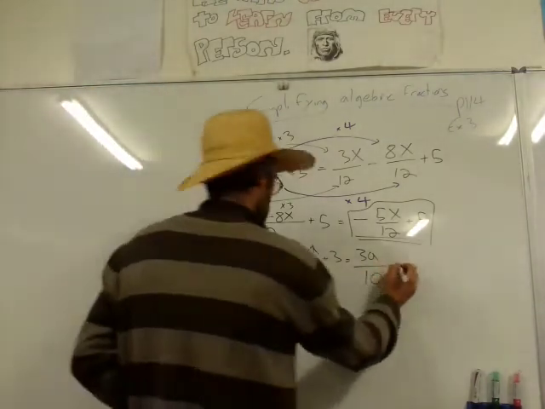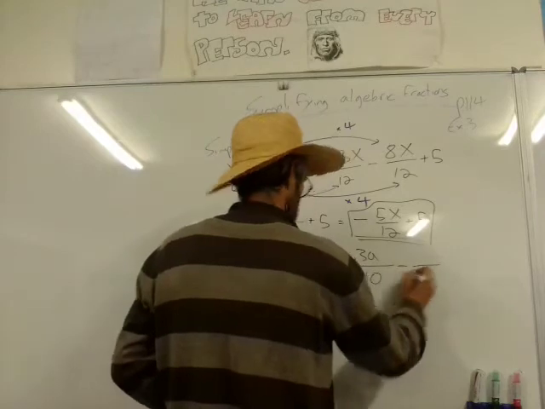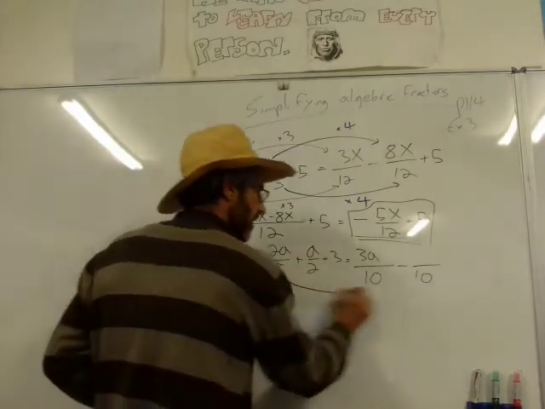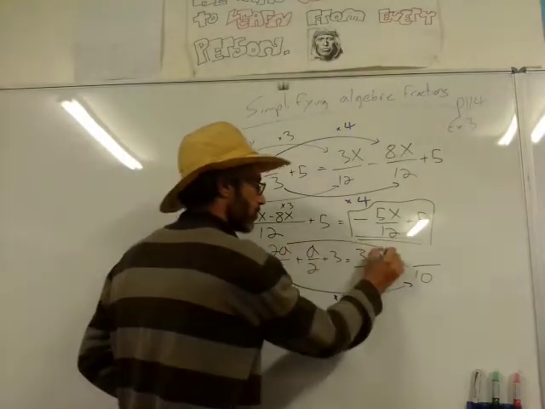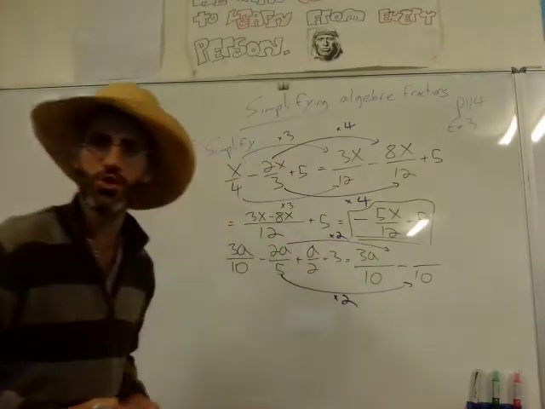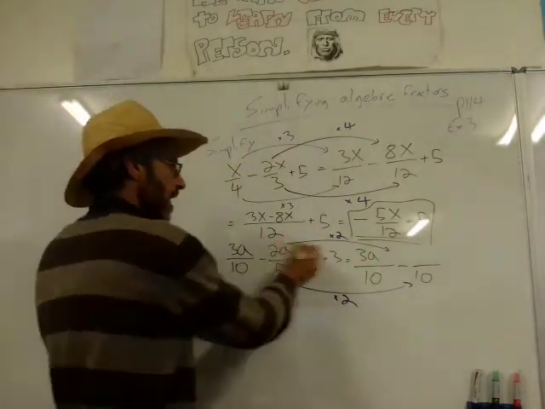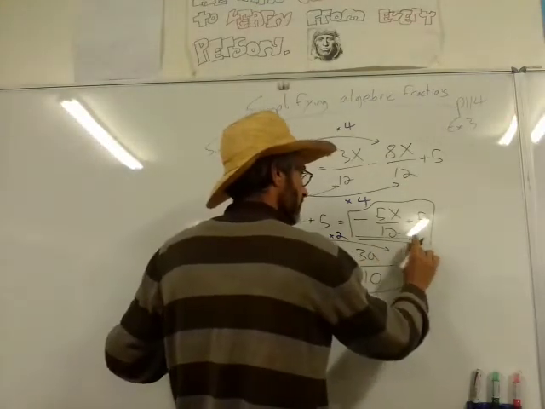Okay, I have to multiply the 5 by 2 to get 10. So I'm going to have to multiply that also by 2. I'm hoping I'm not making too many writings here. So 2a times 2 is 4a.